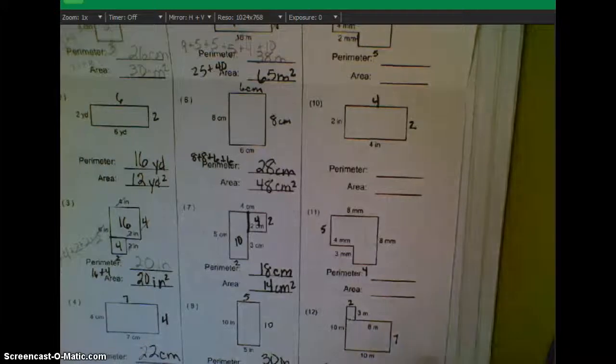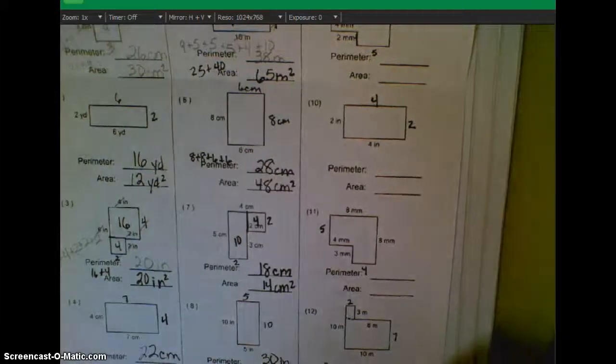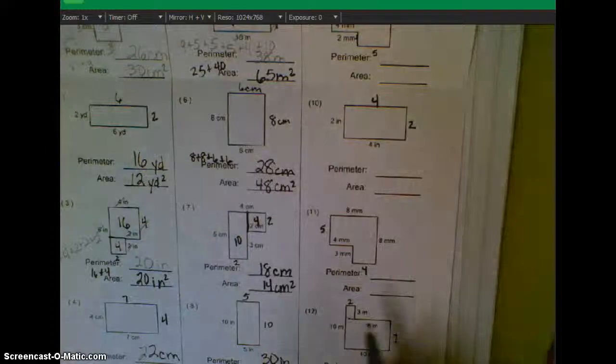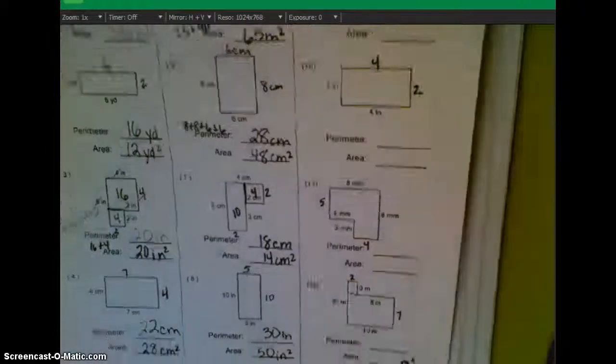Alright, don't forget to express this as a squared number. This one would be meters squared. This one will be millimeters squared.